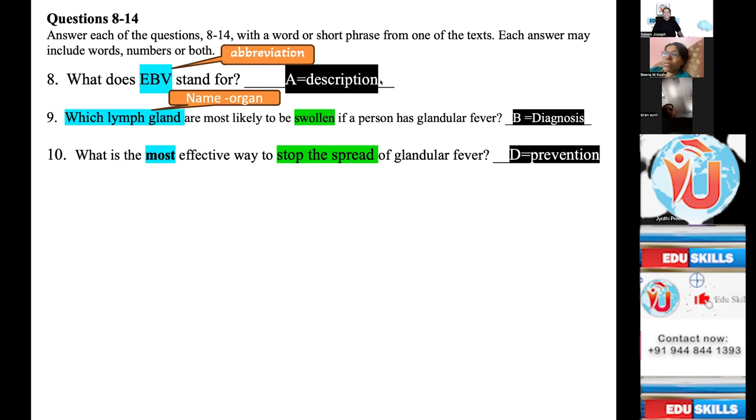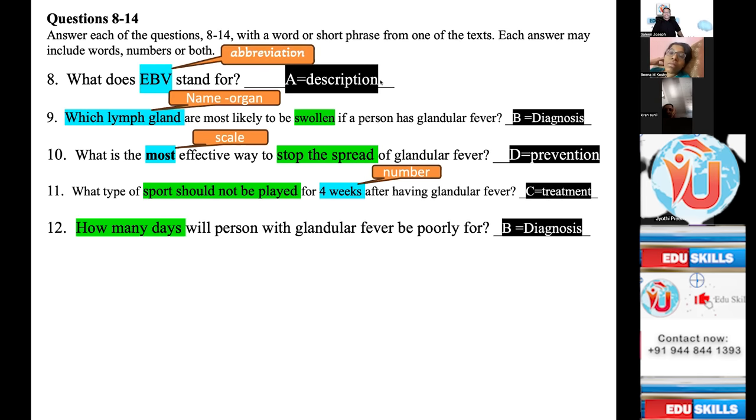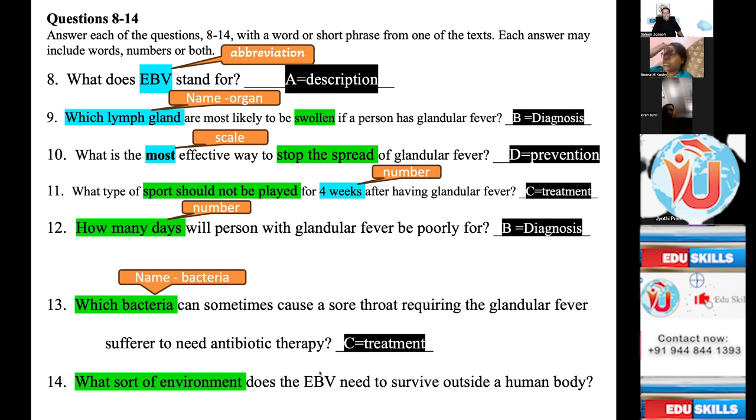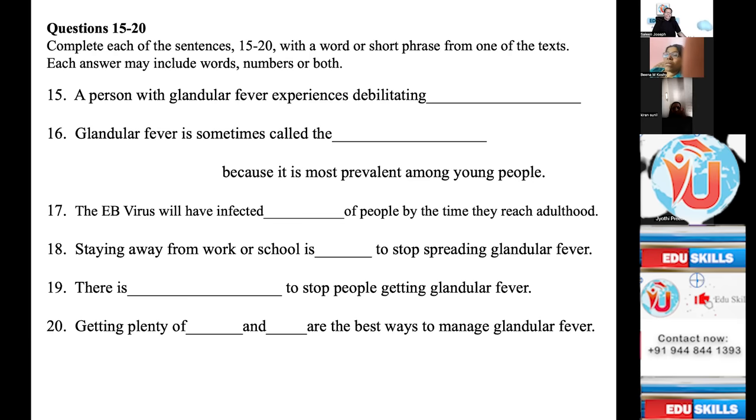Now 8 to 14, just check out, these are the keywords. You have an abbreviation here, the name of an organ here, a scale here, a number here (4 weeks), how many days, again a number, and which bacteria name. If you remember, whatever we have highlighted in the text, those clues are the answers here. And what sort of environment, again you have an adjective. What sort of environment? Cold, moist, or hot. All this speaks about an environment and an adjective.